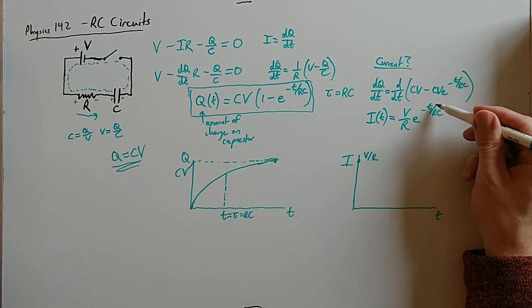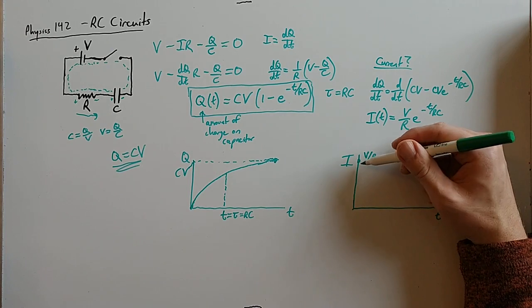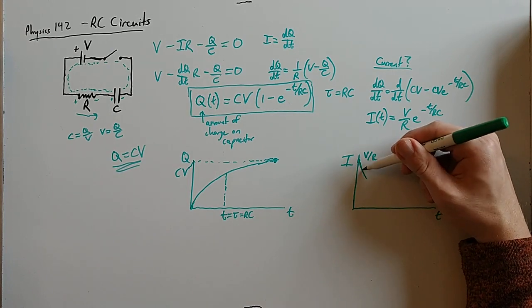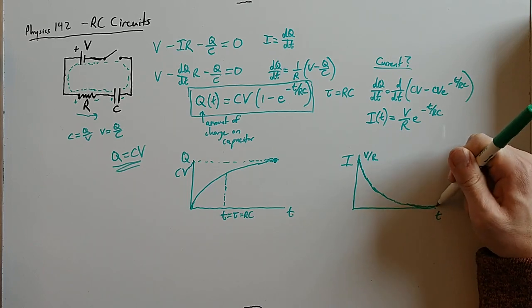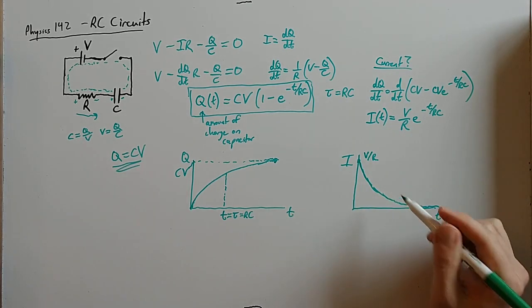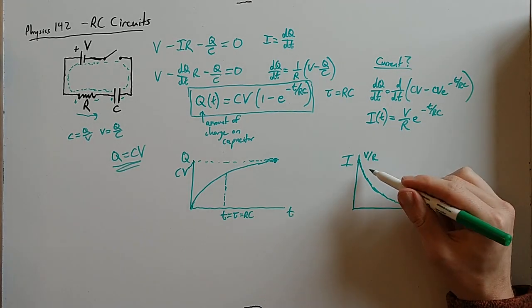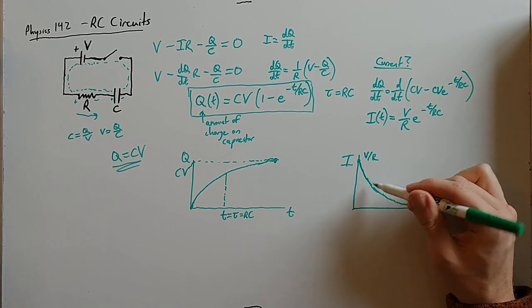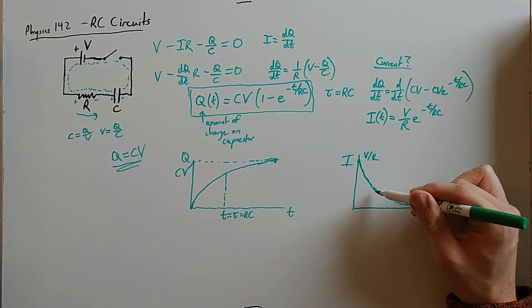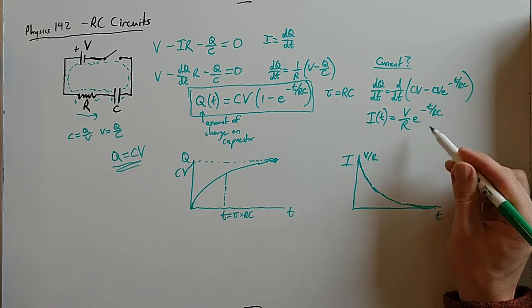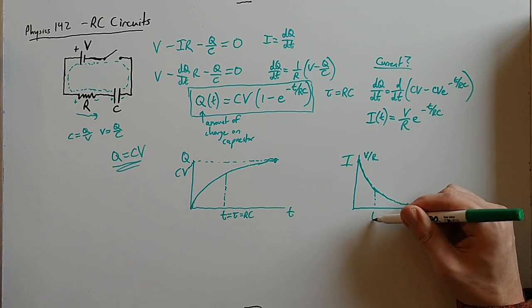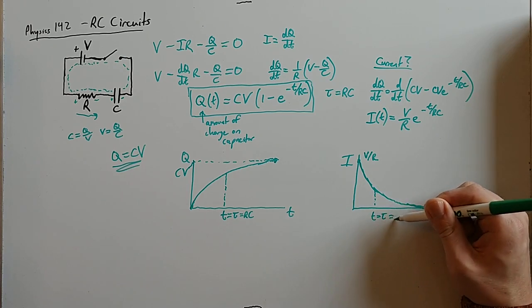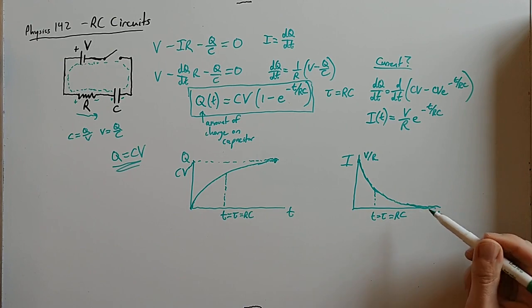But then very quickly, this is an exponential drop off. So over time, that current is going to drop off exponentially. It never actually hits 0, but gets close. And again, the way that we can quantify how quickly it drops off is by 63% in RC's worth of time. So we would note that, right here, this would be t equals tau equals RC.